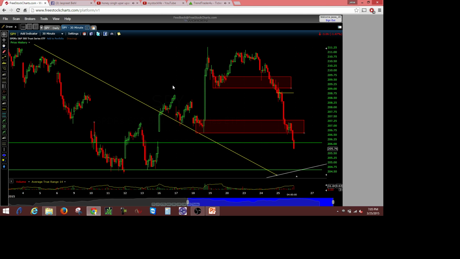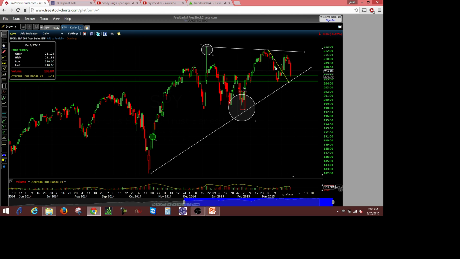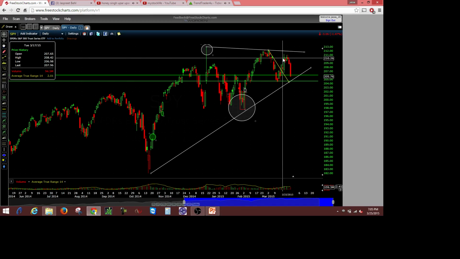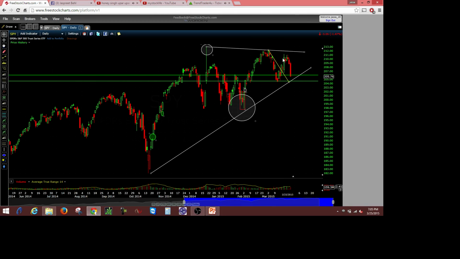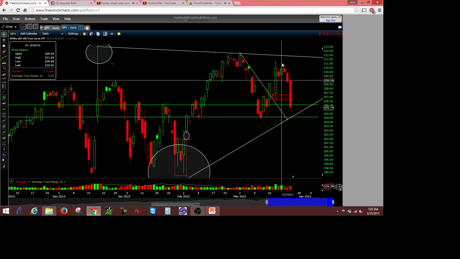So if you look at the daily chart, it's coming to a prior support area where we called the trade off of, for a little bit longer term swing trade, right? And it formed a little bit of a flag in here. Let me just zoom in a little bit. And it broke this flag to the downside. It was a bull flag.